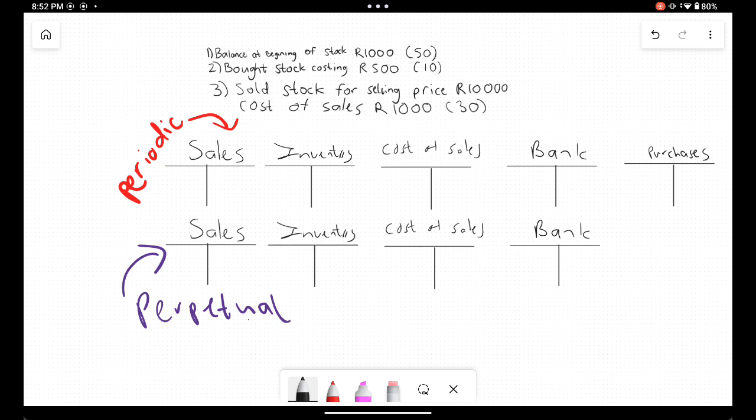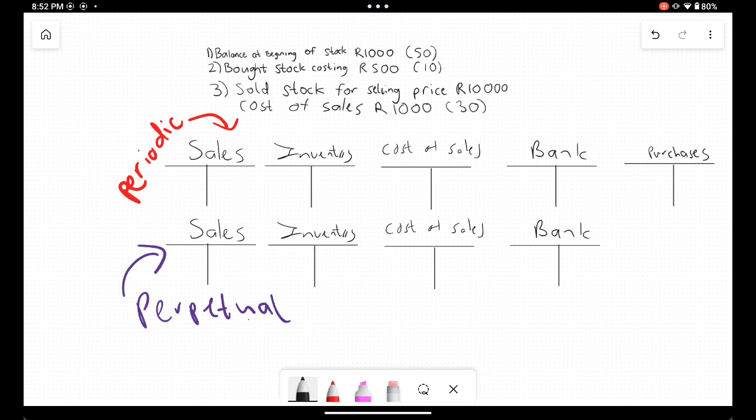Sold stock for the selling price of 10,000 rand. Cost of sales is 1,000 rand. Very easy. Periodic: sold stock, selling price 10,000 rand, debit bank, credit sales, the amount is 10,000 rand. Then the cost of sales transaction, you leave that out. But for the perpetual, we'll say debit bank, credit sales 10,000, and debit cost of sales, credit inventory 1,000. We'll actually put that there. So you see the journal entries, and I'm done with them now.